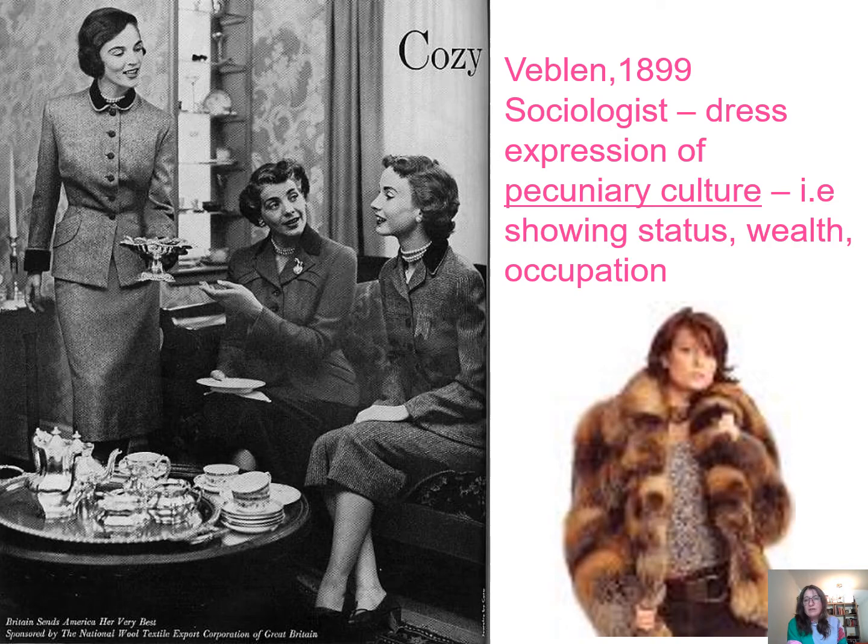And in this way, Veblen, a sociologist writing in the late 1800s, spoke about how dress was an expression of a pecuniary culture. It showed our status, wealth, and occupation.